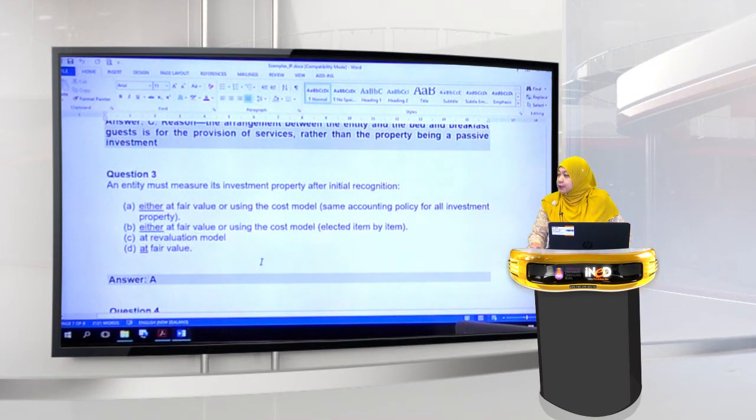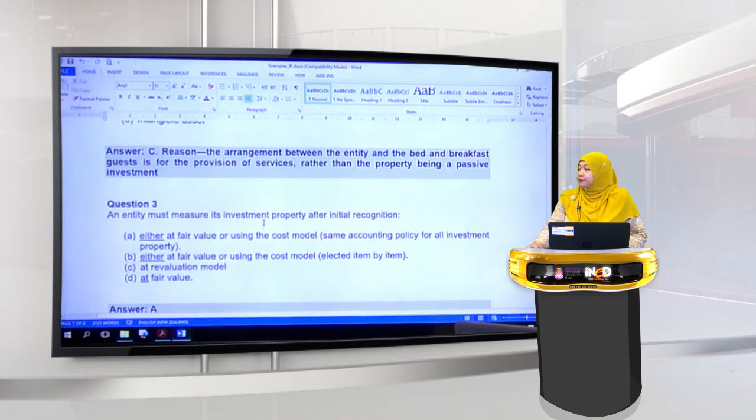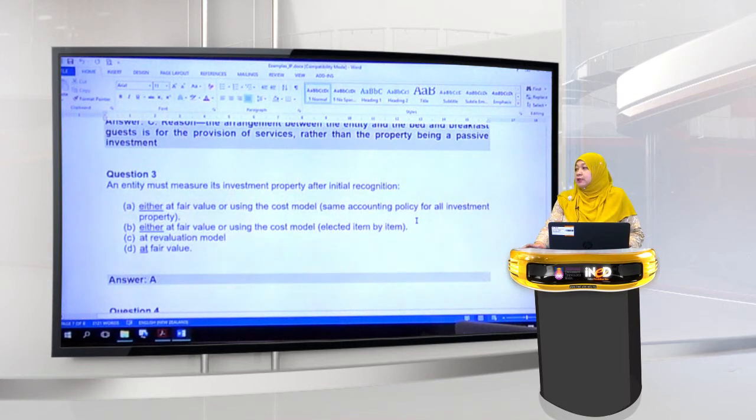Now question number 3. An entity must measure its property after initial recognition. So after the initial recognition, they can either use the cost model or the fair value model. So the answer is A, that is either at fair value or using the cost model.